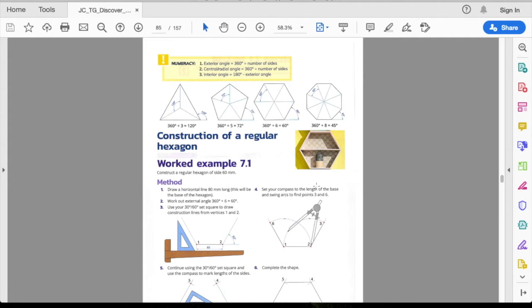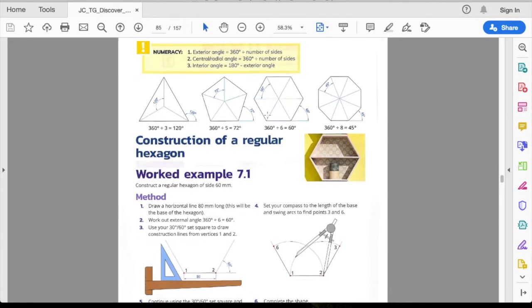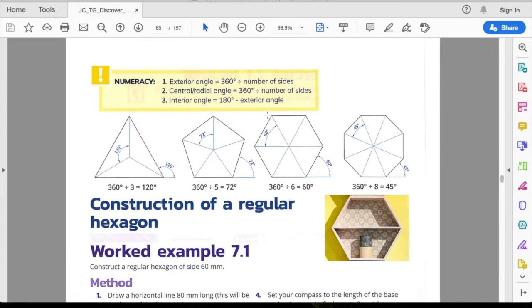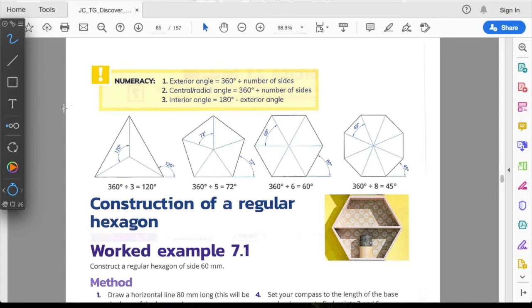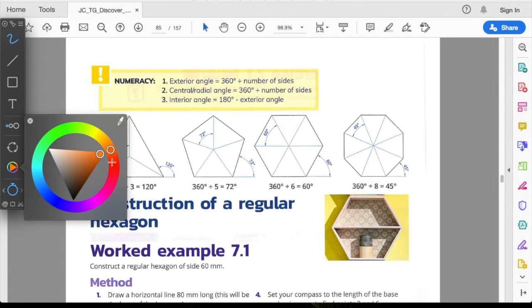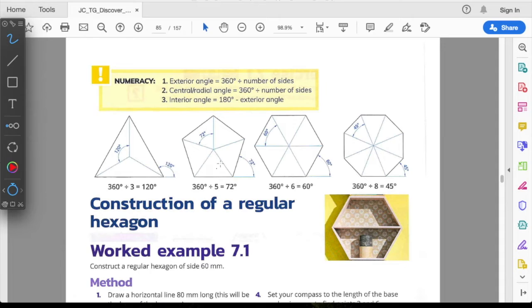Going on then to how to actually construct these. Okay, now what we have with it, this is really important up here at the top. We have a few different polygons here, and what's important is the angles that are in this, and the relationship between these angles.